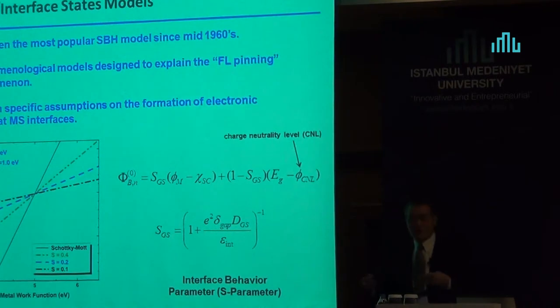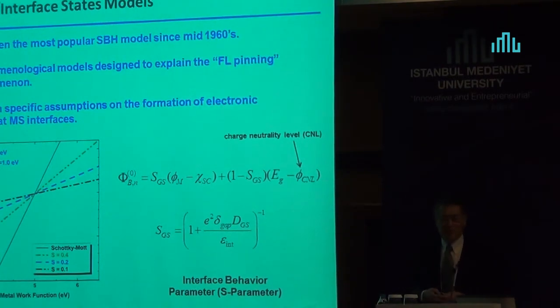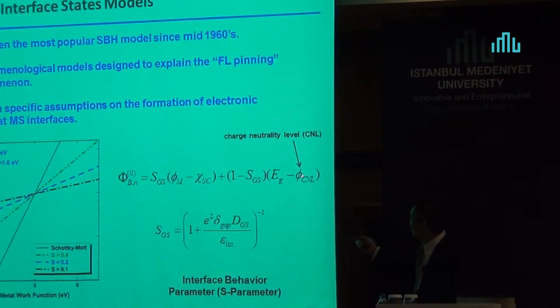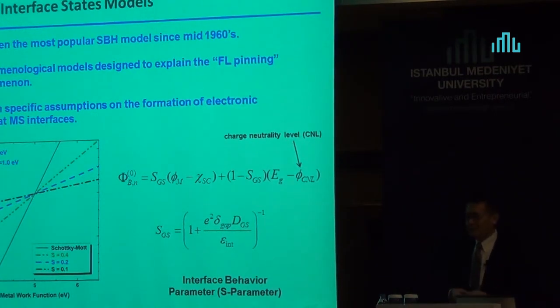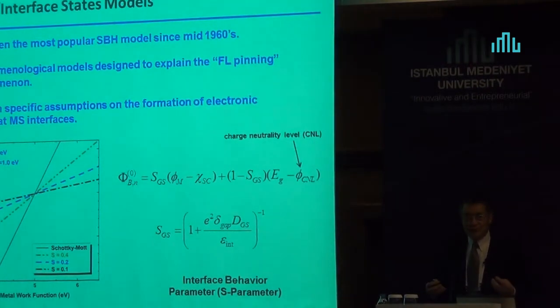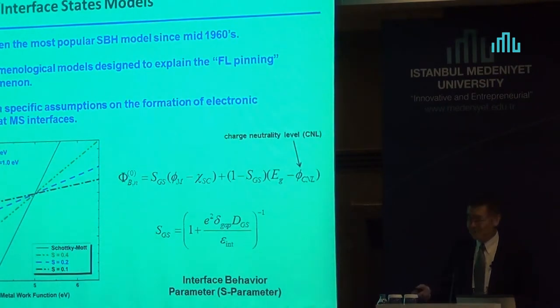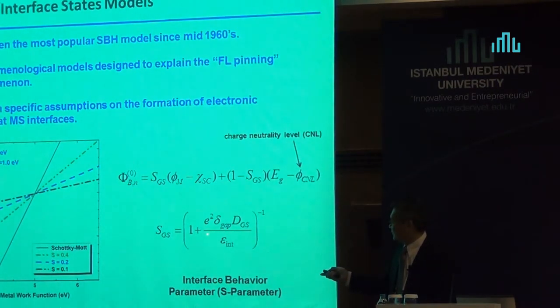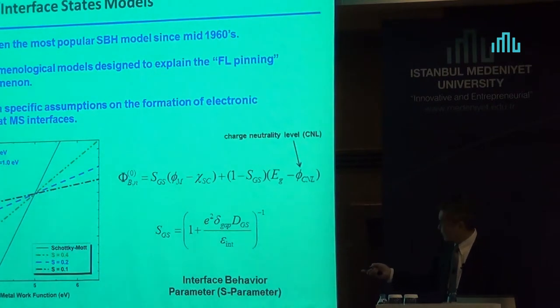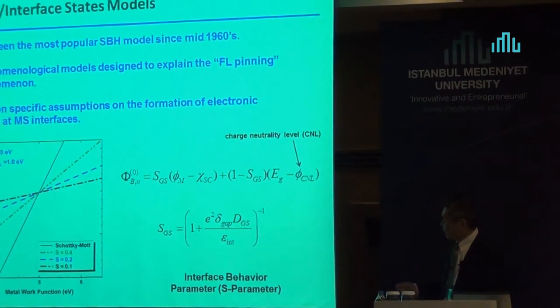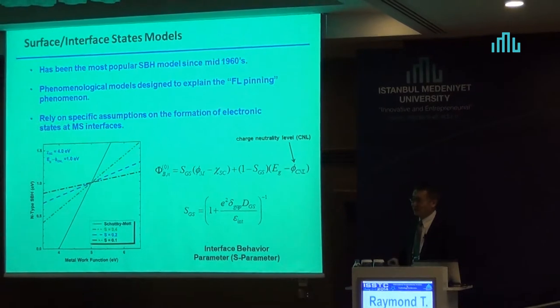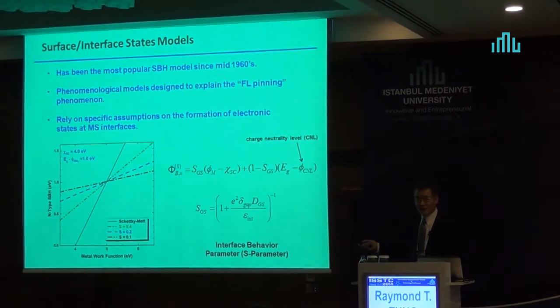So if the charge transfer is envisioned to be controlled by a charge neutrality level, then a negative feedback mechanism kicks in, and the dependence of the Schottky barrier height on the metal work function is weakened by a factor of S, which depends on the gap distance as well as the density of states of the interface states. Now, when the density of interface states is large, you can see that S becomes very small.